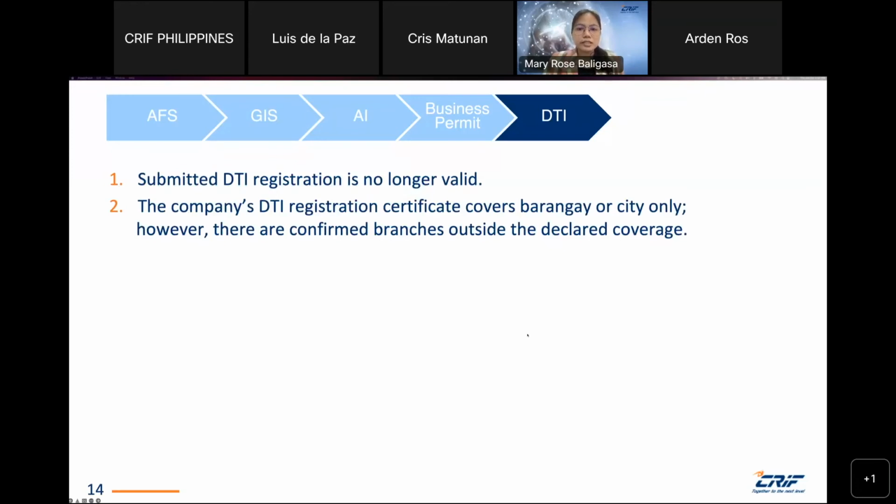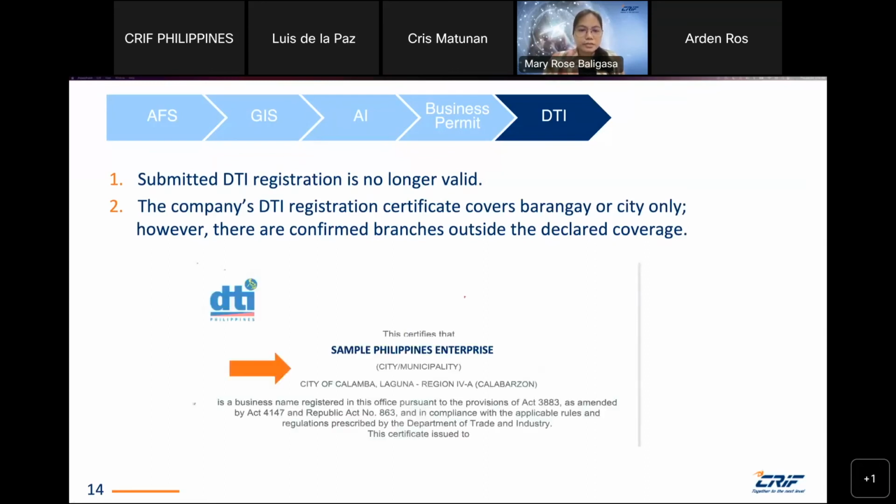The second one is the company's DTI registration certificate covers barangays or city only. However, there are confirmed branches outside the declared coverage. So to give you an example, Sample Philippines Enterprise, here you can see that the registration of this company is for City of Calamba only. Pero if upon telephone verification, we found out that the Sample Philippines Enterprise has branches outside the City of Calamba, then we will tag this as red flag.